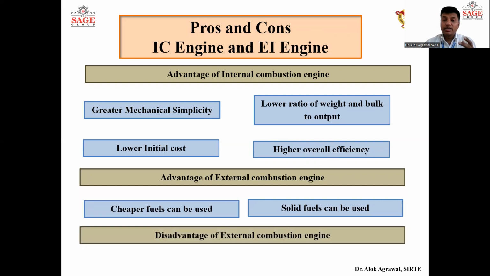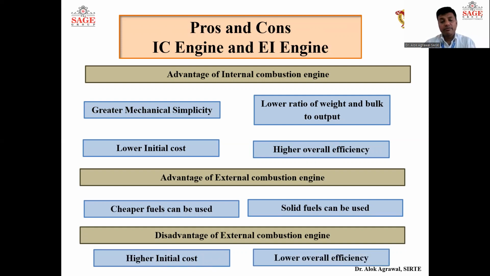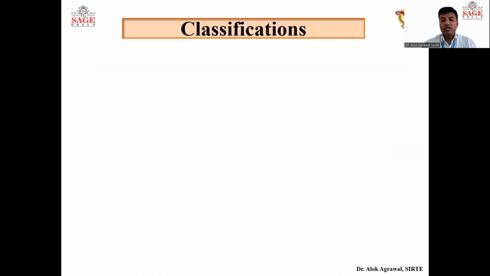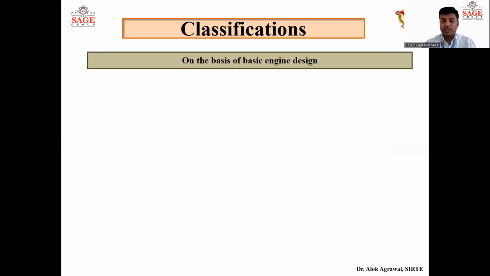Again, what is the disadvantage of external combustion engine? Its initial cost is high because of the huge component requirement, and its efficiency is low. So these are the advantages and disadvantages of internal and external combustion engine. Now come to the classification of internal combustion engine.